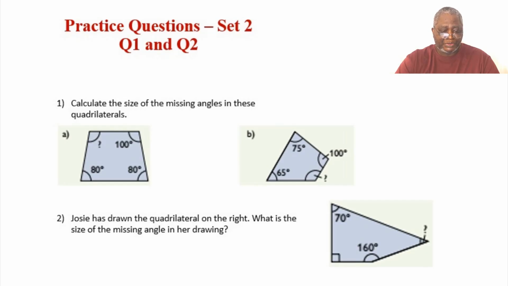Practice question set 2, questions 1 and 2. Calculate the size of the missing angles in these quadrilaterals, A and B. Question 2. Josie has drawn the quadrilateral on the right. What is the size of the missing angle in her drawing? Just follow your rules. Remember how you mark a right angle? I've given you a clue.